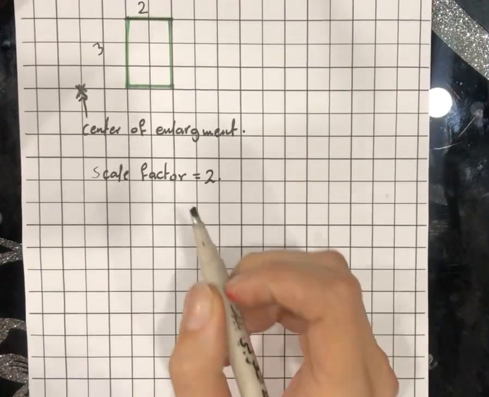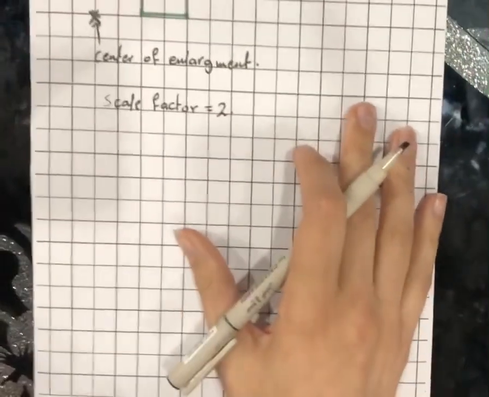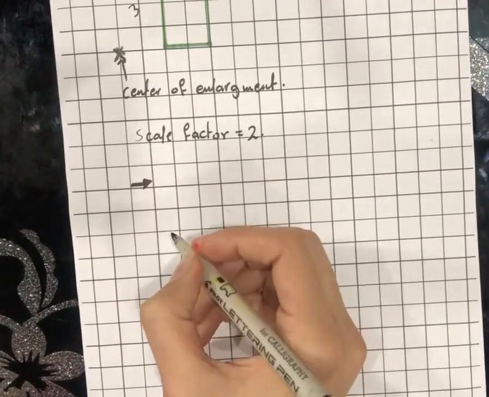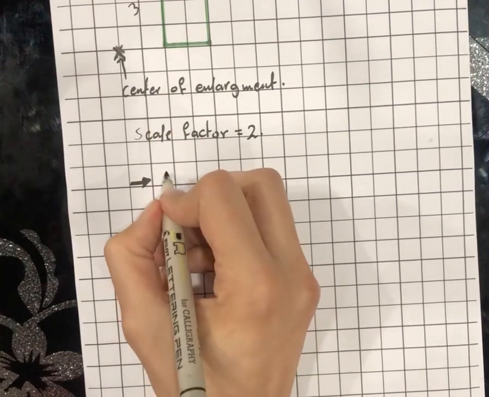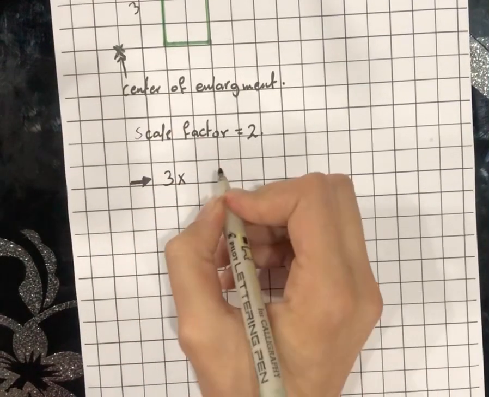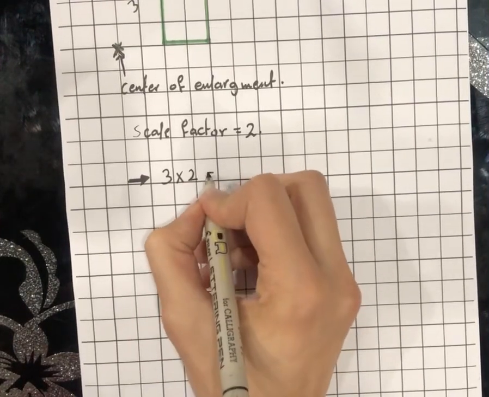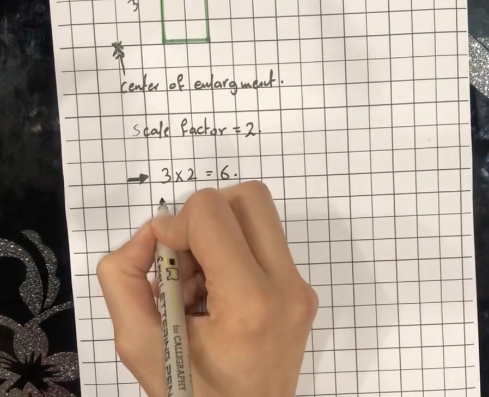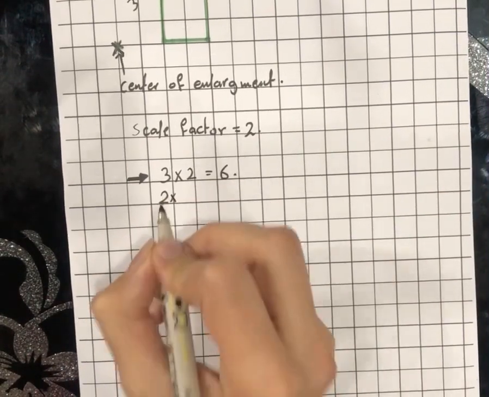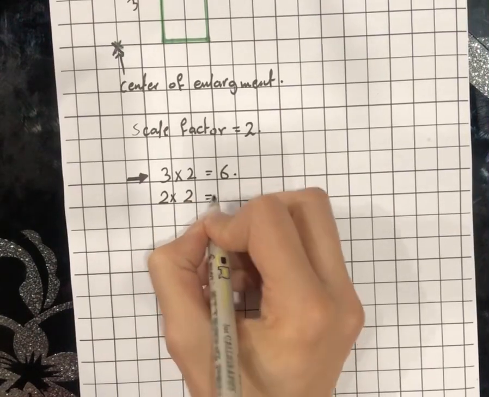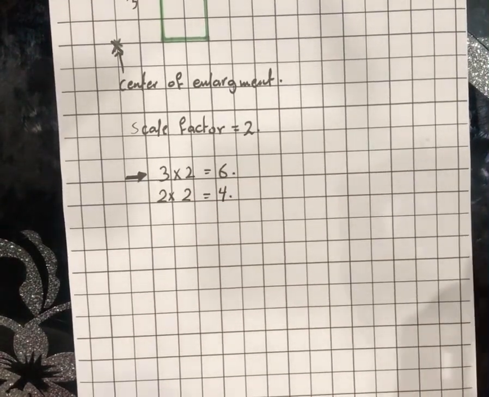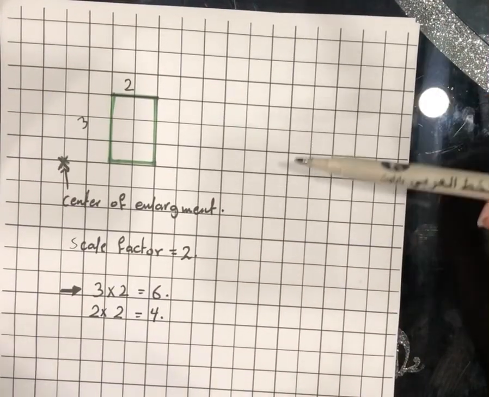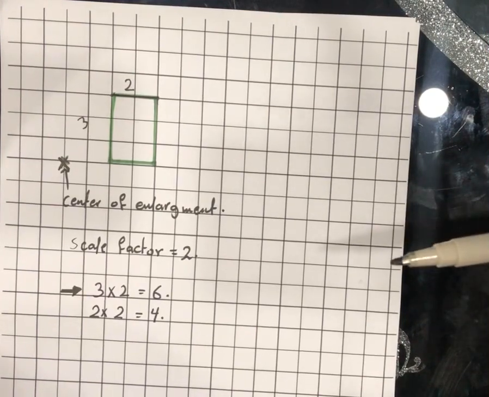Now, if you look here, I will take each length. I will take the length, which is 3, and I will multiply it by my scale factor, which is 2. So the new length will be 6 centimeters. Now for my width, I will take the width, which is 2 centimeters, and multiply it by my scale factor, and my new width will be 4. So I need to draw a rectangle here with a length of 6 and a width of 4.